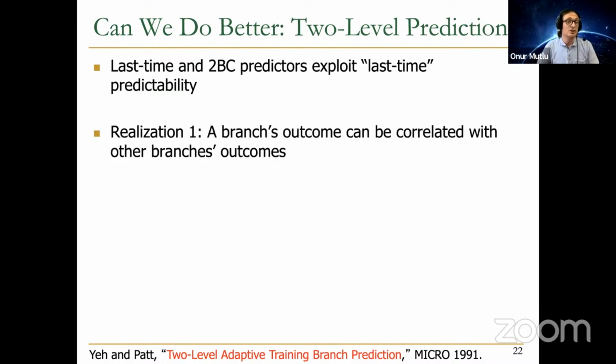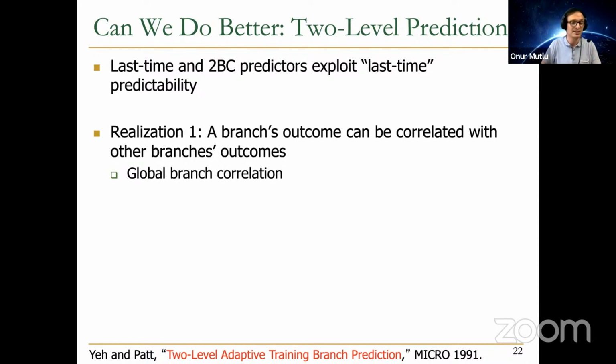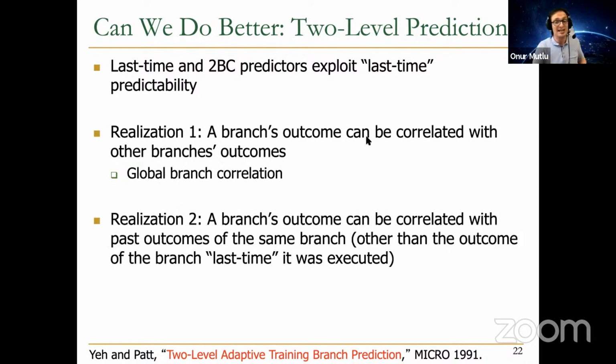But people have realized you can do better. Basically, the first realization is very important. It's basically the idea of global branch correlation. A branch's outcome can be correlated with other branches' outcomes that you've executed in the past. And we're going to look at that. This is called global branch correlation. And the second realization is that a branch's outcome can be correlated with past outcomes of the same branch, but different instances of the branch, other than the outcome of the branch last time or last n times it was executed. So this is going to be important.